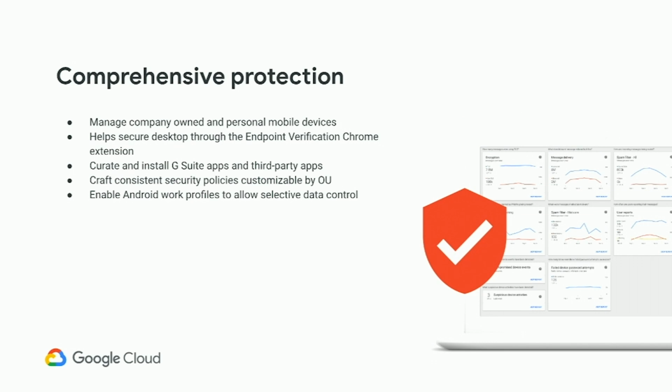On the mobile side, we manage iOS and Android. We manage company-owned devices. We manage personal devices. We also help secure the desktop through the use of an endpoint verification Chrome extension. That's something that we launched last year and talked about at Next last year. We curate and install G Suite apps. We're going to talk a little bit more about that and show a demo a little bit later. And we also are big fans of Android Enterprise, and we support Android work profiles to allow selective data control, where you can completely separate out your work and your personal data on a device so that you don't bleed between the two.